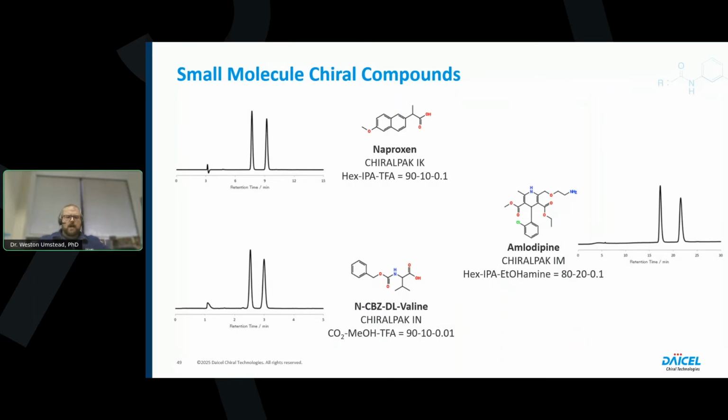Of course, small molecule chiral compounds are where these columns have been used for literally decades now. Just a few examples here: you've got naproxen, a small chiral molecule, separating well on IK under normal phase conditions. Here, amlodipine on IM, we're starting to broaden out a little bit in our additive range. We've got ethanolamine, which is a little bit of a non-traditional additive, and then things like protected amino acids here on IN in SFC mode. So a lot of diversity, a lot of broad applicability with small chiral molecules.